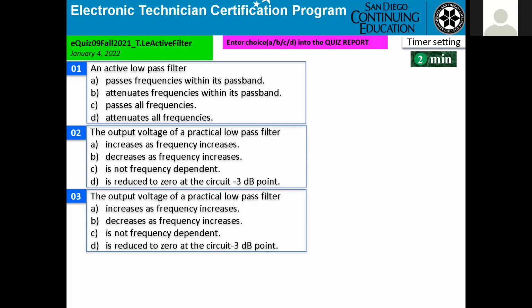Questions 2 and 3 are the same. So just go ahead and choose your answer the same then. Okay, I already uploaded.